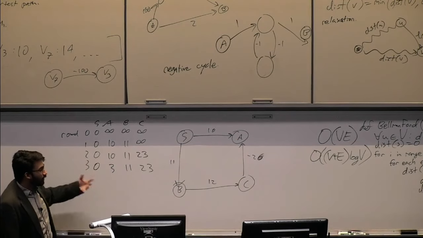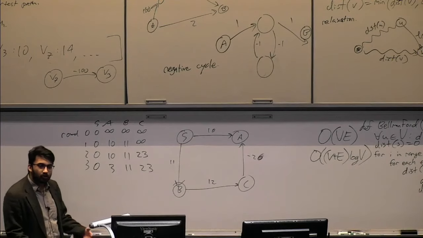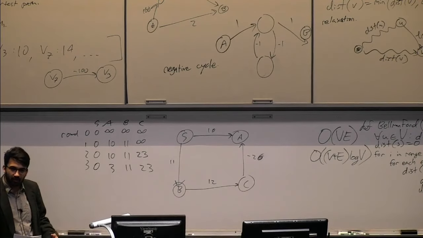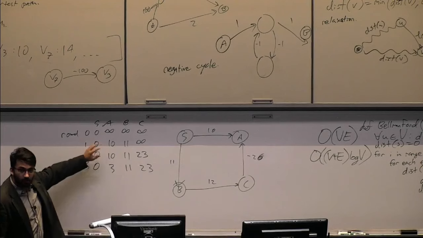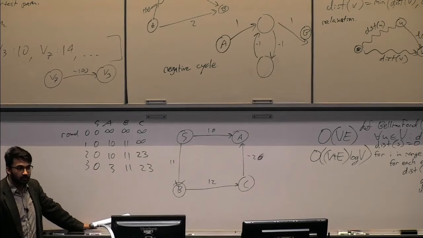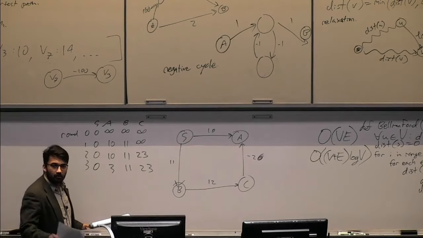Actually, what would keep going on if A had outgoing edges? All the shortest paths that had previously been computed using A's value of 10 will also all have to update. That's why it takes V minus 1 rounds. Questions? Yeah?